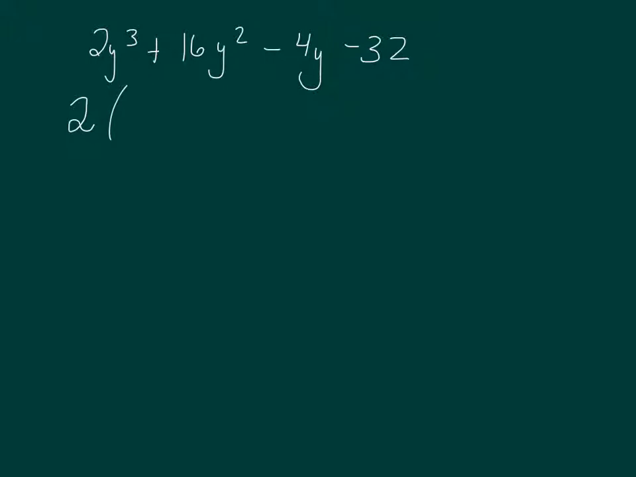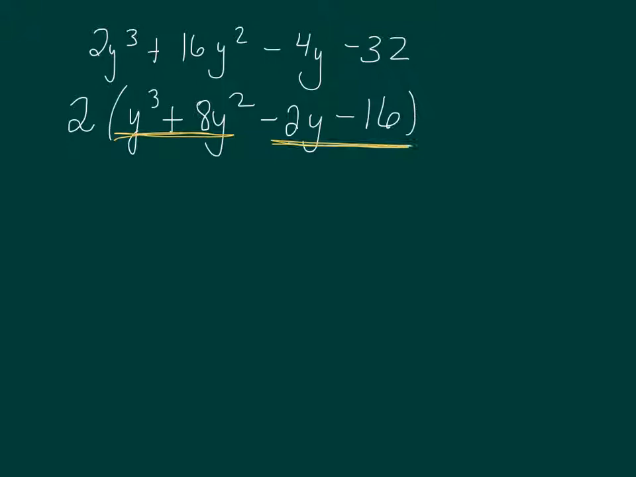And what I'll have left over is y cubed plus 8y squared minus 2y minus 16, since 32 divided by 2 is 16. Now I notice that I have 4 terms in parentheses, so let's try factoring by grouping with the 4 terms that I have in parentheses. So I'm going to group the first 2 terms together, and I'm going to group the last 2 terms together.